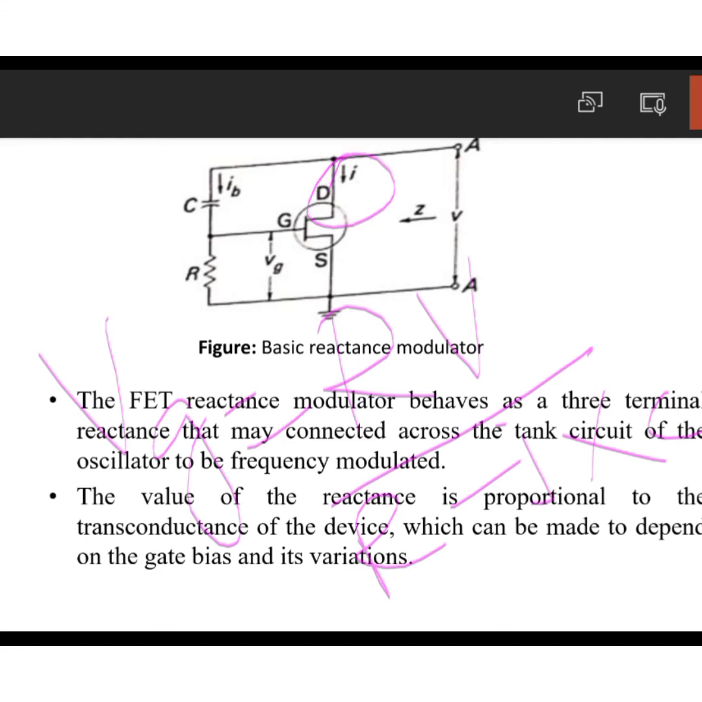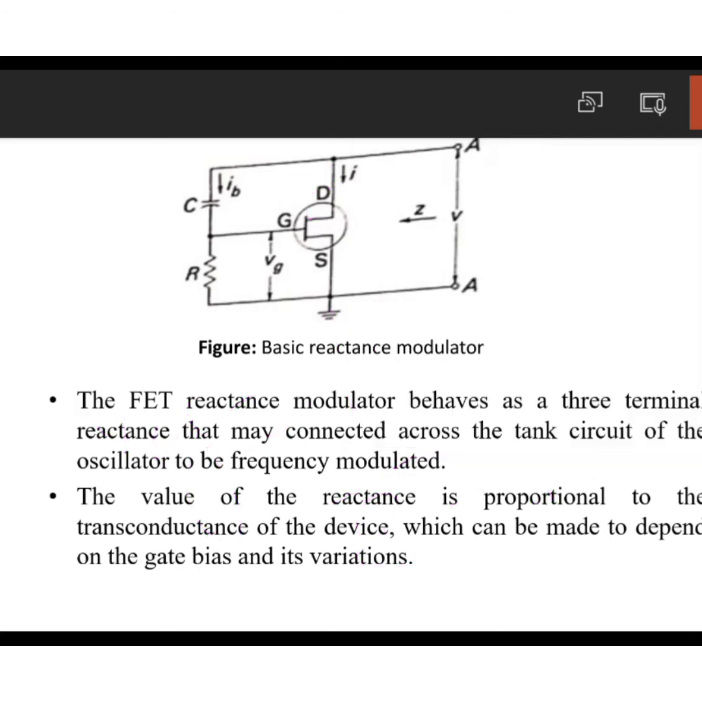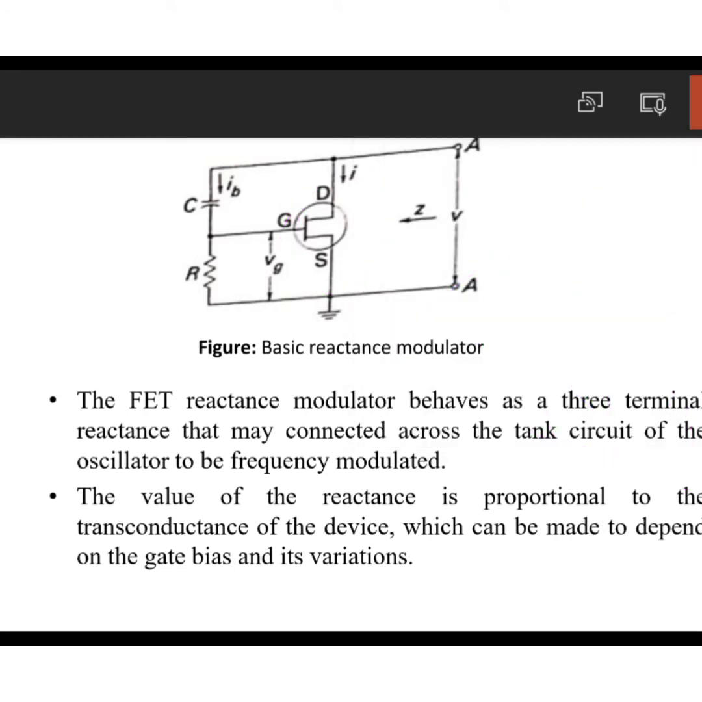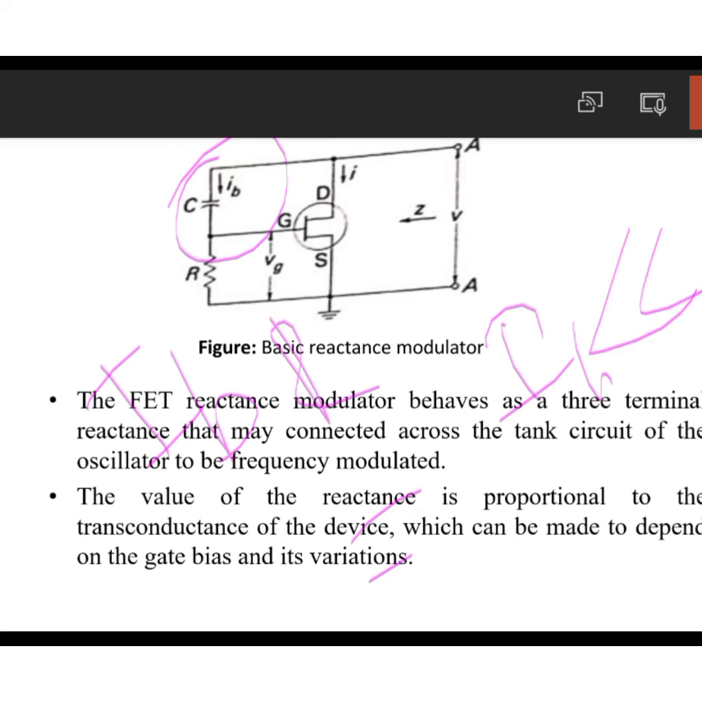After that, the drain current Id will be calculated. Id is equal to Gm into Vg, where Gm is the transconductance of this FET. Vg we have already calculated, that is nothing but IbR. Just now we have calculated that. You substitute. After that, initially we have given some assumptions. Ib is very much negligible when compared to Id, right?